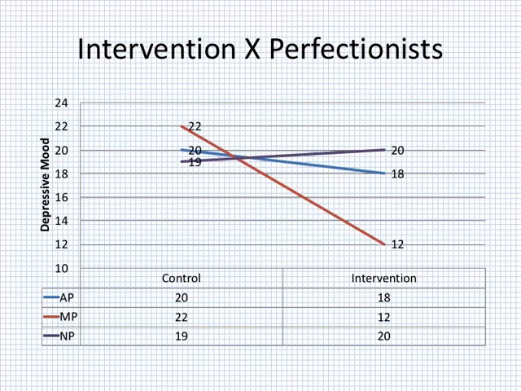Okay, so if this was the results of intervention and perfectionists, this is depressive mood. So here are the people in the control group. Their depressive mood scores. And here are those in the intervention group. Their post-depressive mood scores. And these are for adaptives, maladaptives, and non-perfectionists. And these lines indicate their scores. So these are not change scores. These are all post. So these are different people.